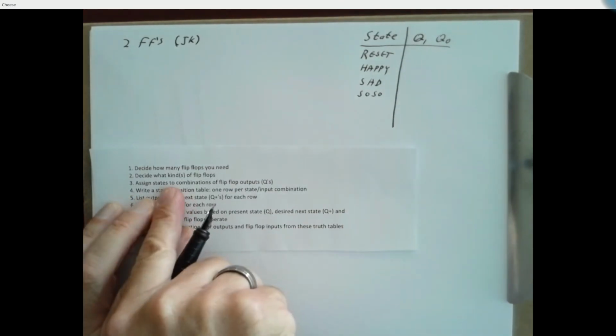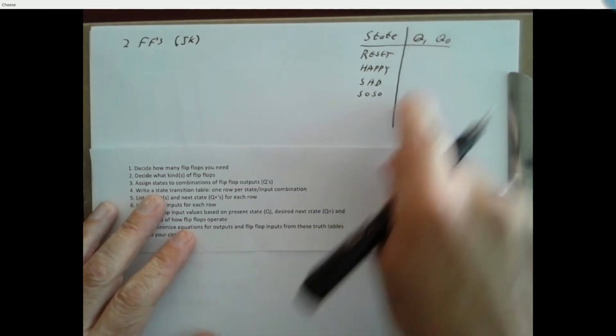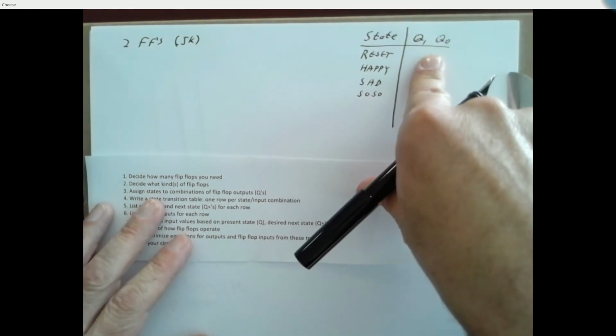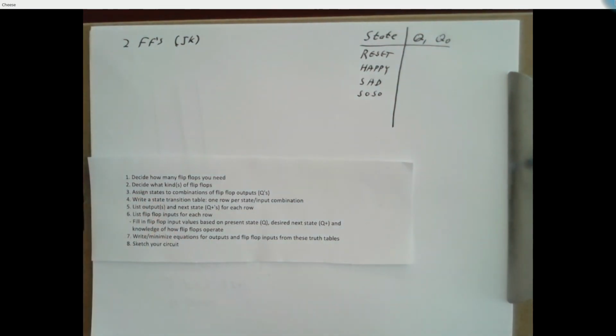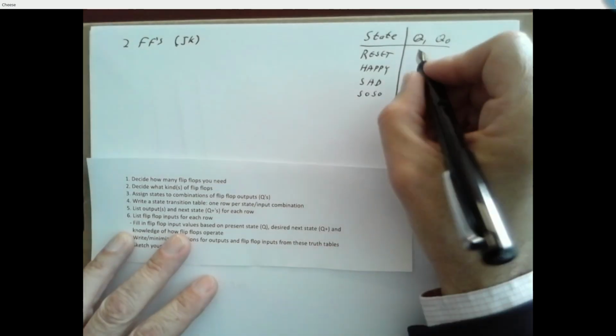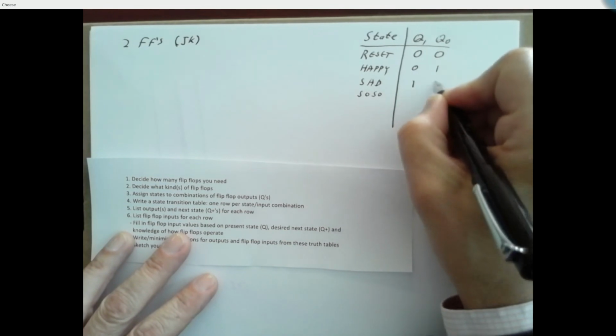Okay, so assign states to combinations of flip-flop outputs. And don't try to do this with the inputs, because you'll go down a totally different path. Okay, so we want the outputs here. We can do any assignment we like. It makes no difference in the final circuit. I always kind of go in order just because I'm a creature of habit, but you don't have to.